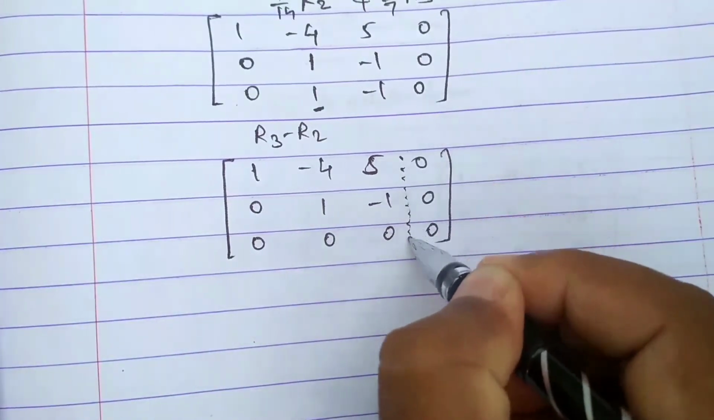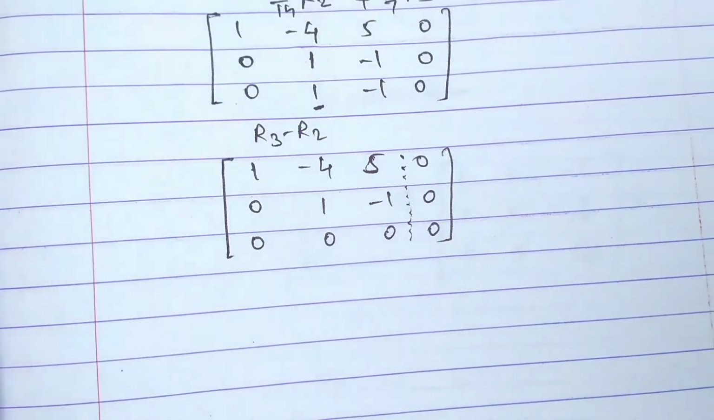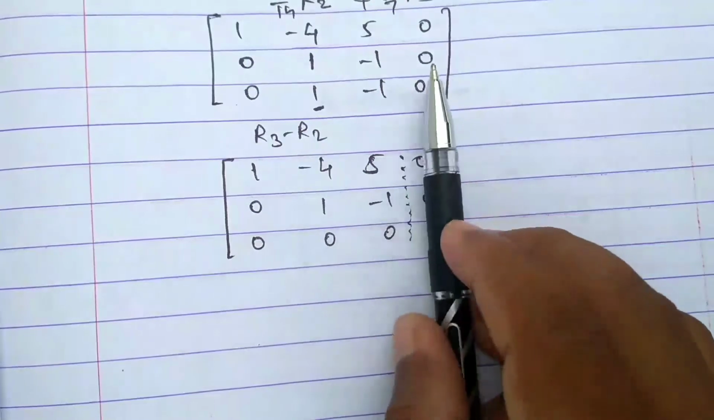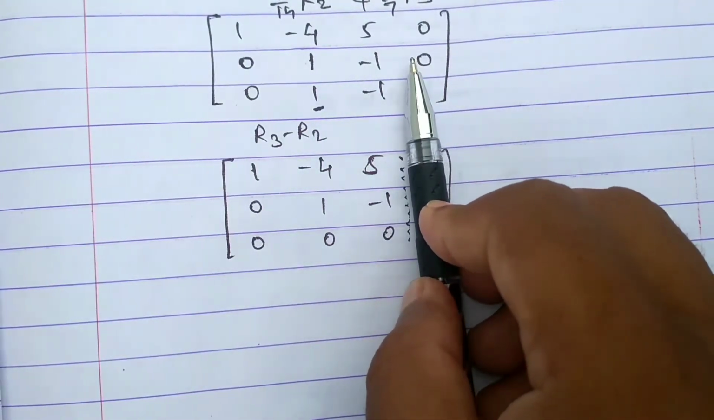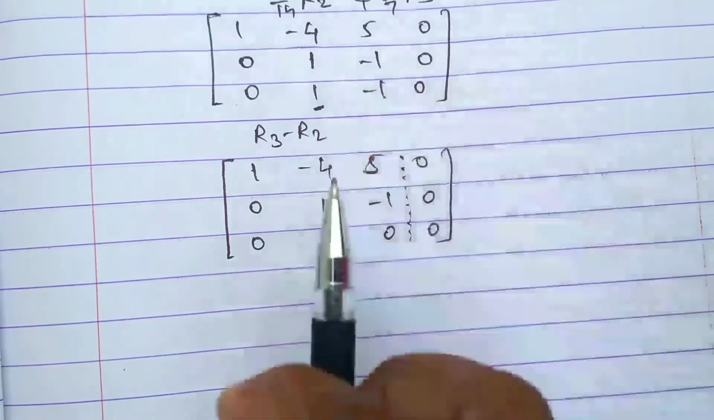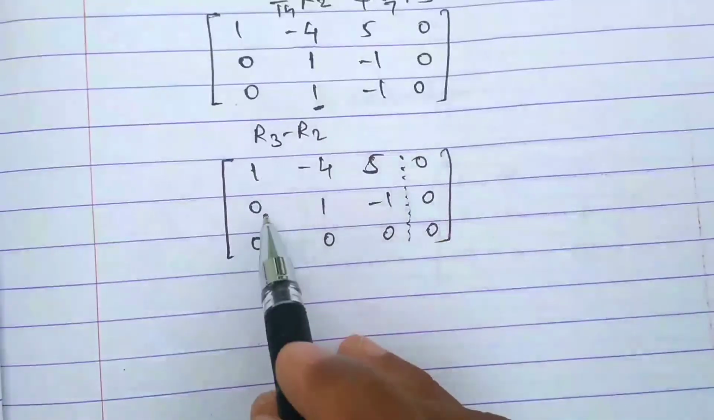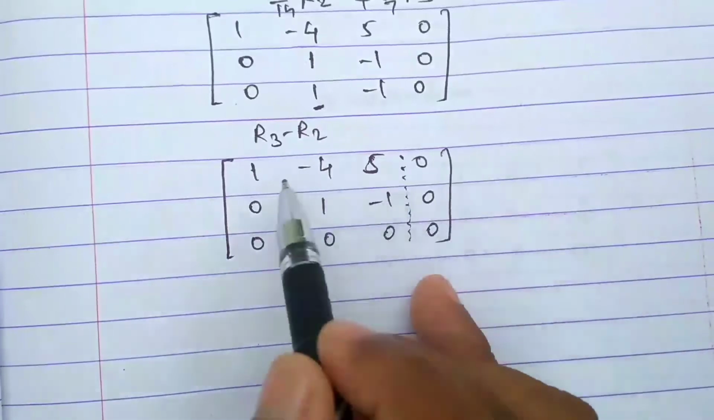To separate the last column, I just give a dot. Now see the rank of A. If you hide the last column, this is the matrix A. It is in echelon form. What is the rank of A? It is 2. And also the rank of this whole matrix is 2, because there are 2 non-zero rows.